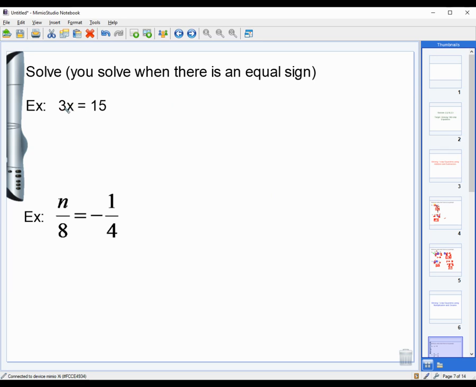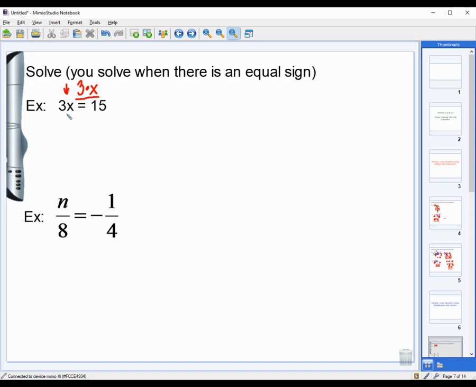So first one we have here is 3x is equal to 15. Okay, the question I have for you guys is 3x. What does that really mean? Well, 3x really means 3 times x. Okay, so that's what that actually means. So what is this? Is this addition, subtraction, multiplication, or division? And hopefully you're saying multiplication. Okay, this is in fact 3 times x equals 15. This is multiplication. And in order to solve this, we are going to need to do the opposite.